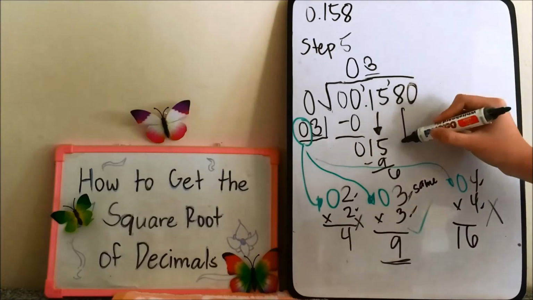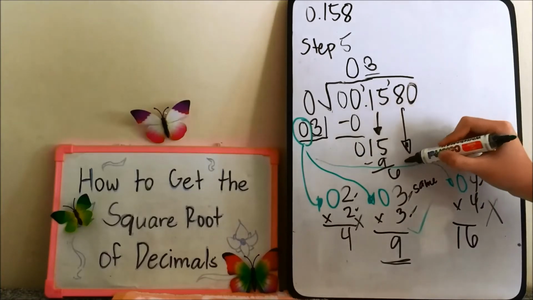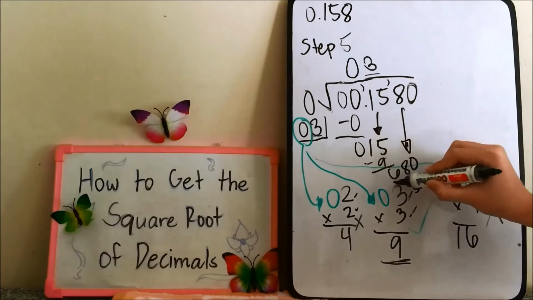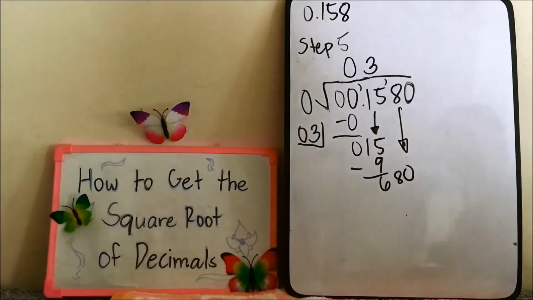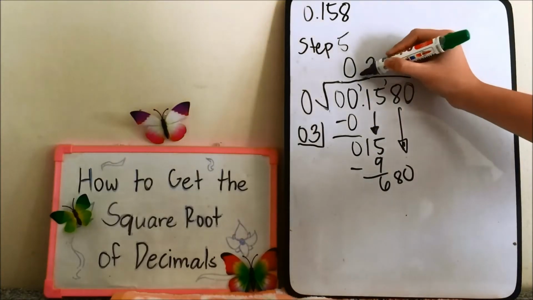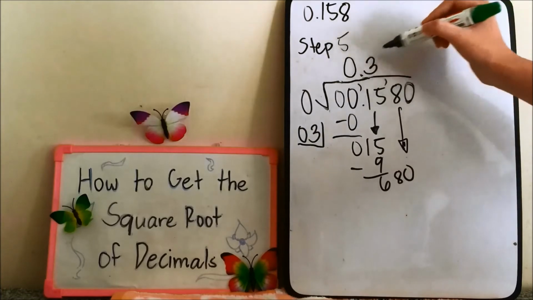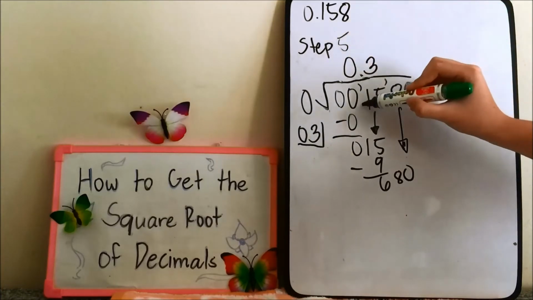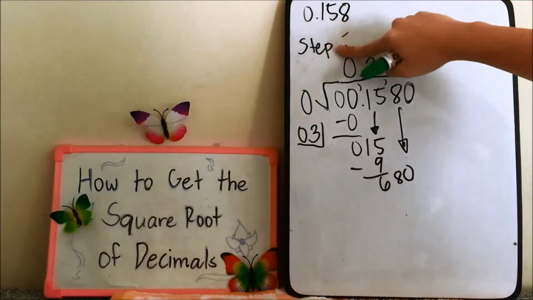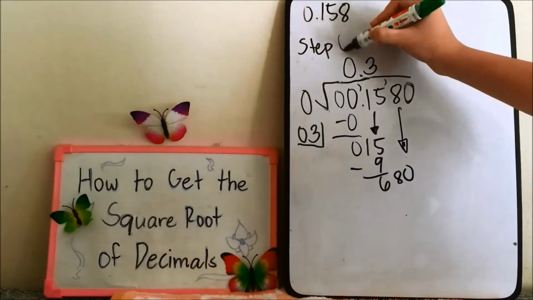And then we bring down our third pair, which is 80. So that makes 680. Now don't forget to put a decimal point here in between 0 and 3 because there's a decimal point here. And now let's move on to our next step, step number 6.